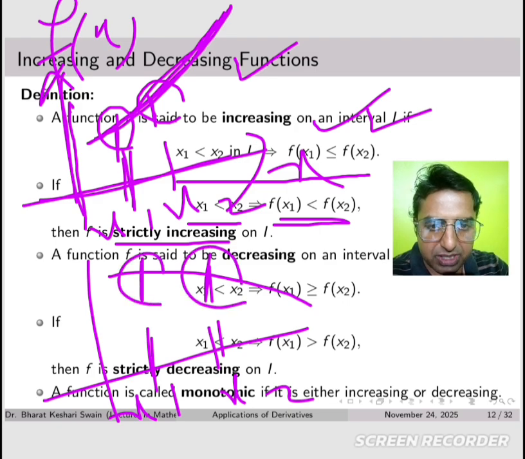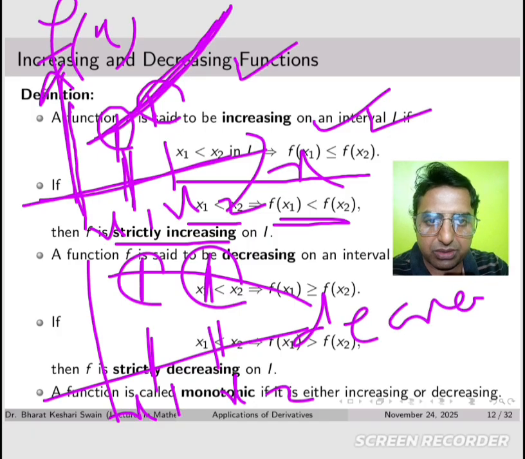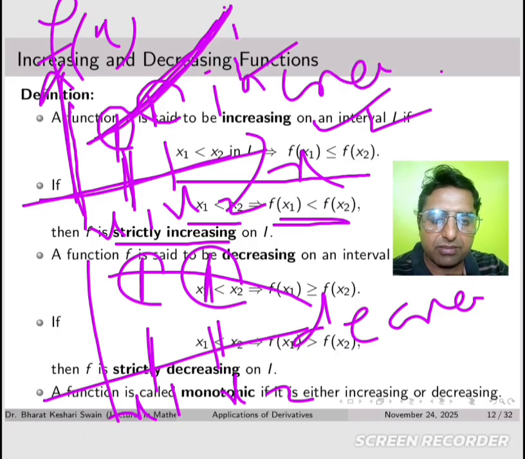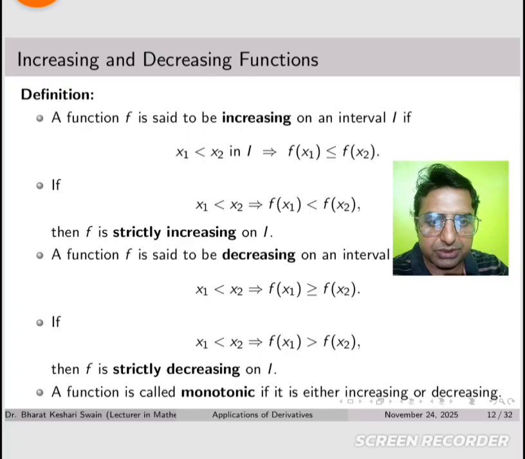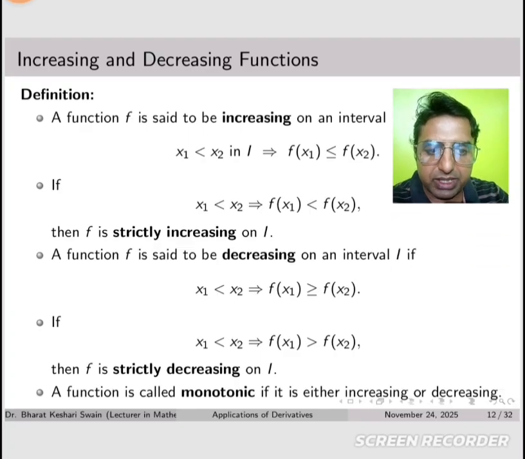So f(x2) is less than f(x1). Okay, so this will be a decreasing function. This is your increasing function. So these are the definitions of increasing function and decreasing function. If equal to is there, it is only increasing. If not equal to, then this is your strictly increasing.